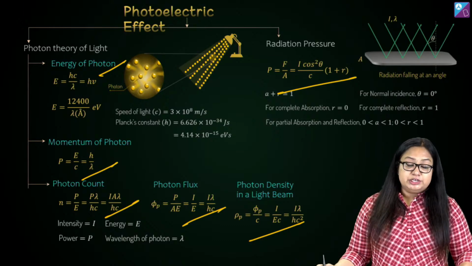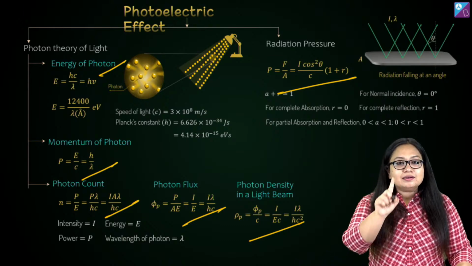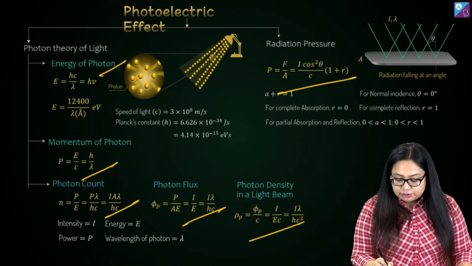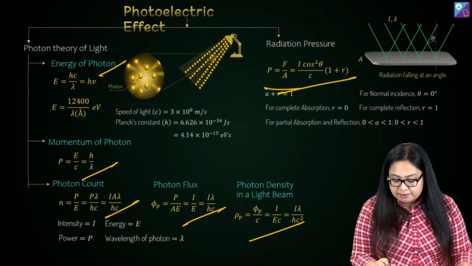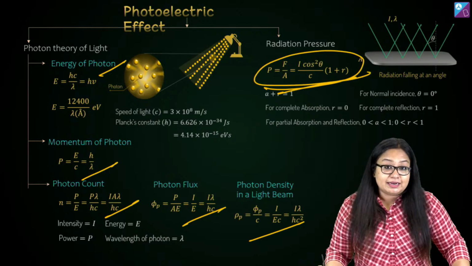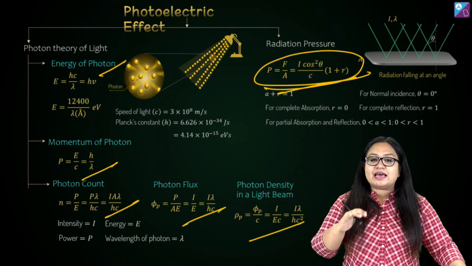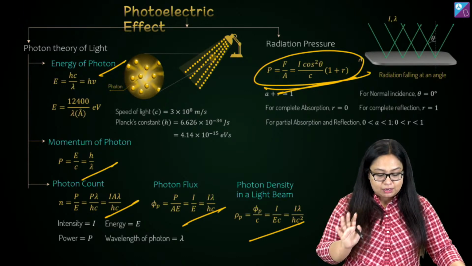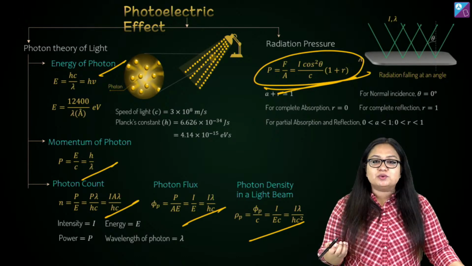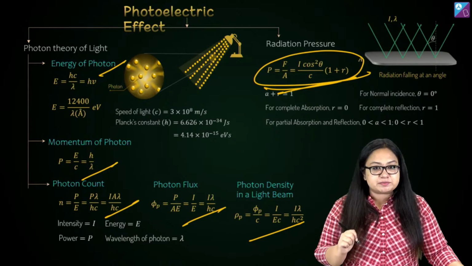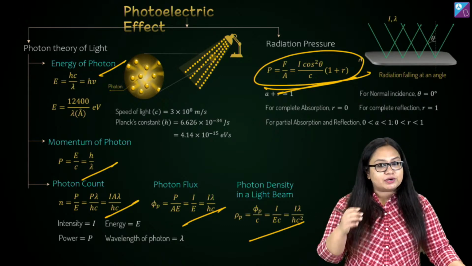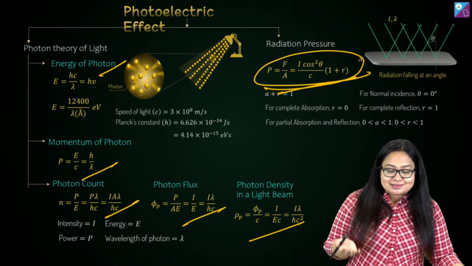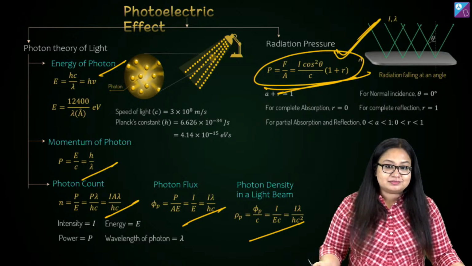Then we learned about radiation pressure. There is one relation that you can remember, which is pressure is equal to I cos squared theta divided by c into (1 plus R). Now in here, if you substitute theta equal to 0, you're going to get the perpendicular incident case. And here itself, if you substitute R equal to 0, it's going to be perfect absorption. If you substitute R equal to 1, you're going to get perfect reflection, and so on and so forth. So basically all the cases can come from here.